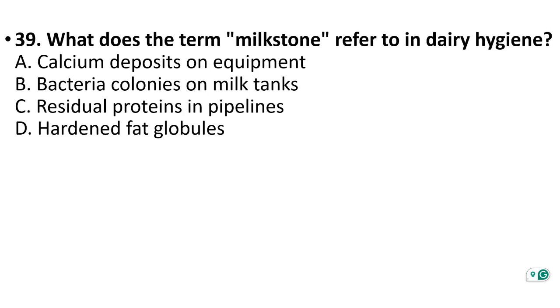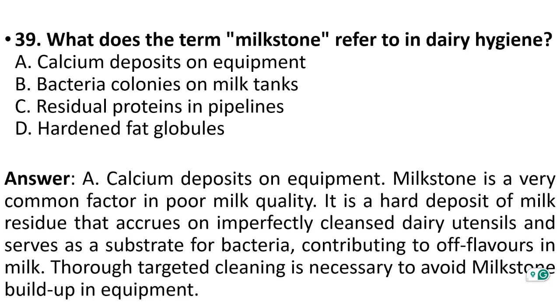39. What does the term milkstone refer to in dairy hygiene? Calcium deposits on equipment, bacteria colonies on milk tanks, residual proteins in pipelines, hardened fat globules. Your answer is option A, calcium deposits on equipment. Milkstone is a very common factor in poor milk quality. It is a hard deposit of milk residue that accrues on imperfectly cleansed dairy utensils and serves as a substrate for bacteria, contributing to off flavors. Thorough targeted cleaning is necessary to avoid milkstone build-up in equipment.